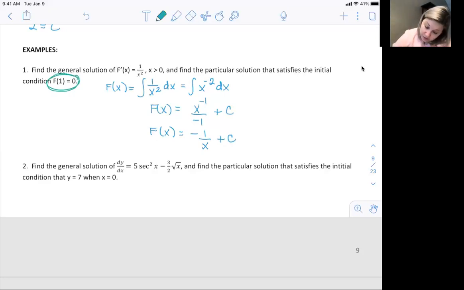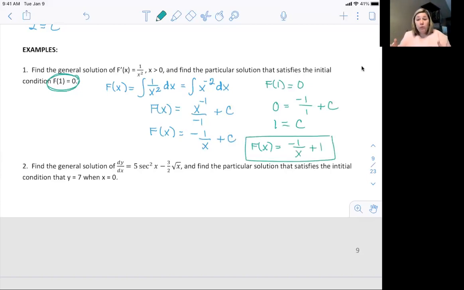So we're going to plug that in using the fact that f of 1 is equal to 0. That tells us that 0 is equal to negative 1 over 1 plus c. Well, negative 1 over 1 is just negative 1. So we add 1 to both sides, and that tells us that c is equal to 1. So our particular solution is f of x is equal to negative 1 over x plus 1.